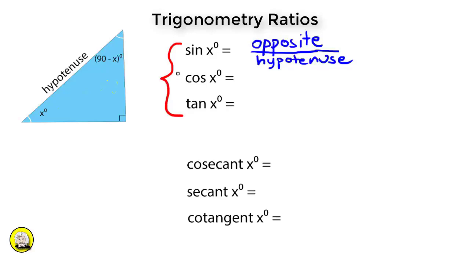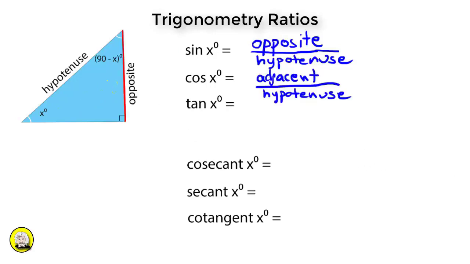We'll define them right here. You might remember them as SOHCAHTOA as an acronym. You need to know them however you remember it. The sine of x, as shown here, is the opposite side in red over the hypotenuse, the longest side of the right triangle. The cosine is the adjacent side in green over the hypotenuse, and the tangent of x is the opposite over the adjacent.